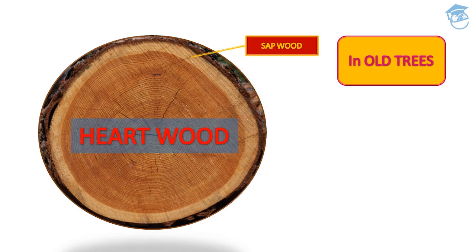Okay, I have already taught you the difference between the two woods, that is heartwood, which is also called Duramen, and sapwood, which is also called Alburnum. Okay, so this was all about it.